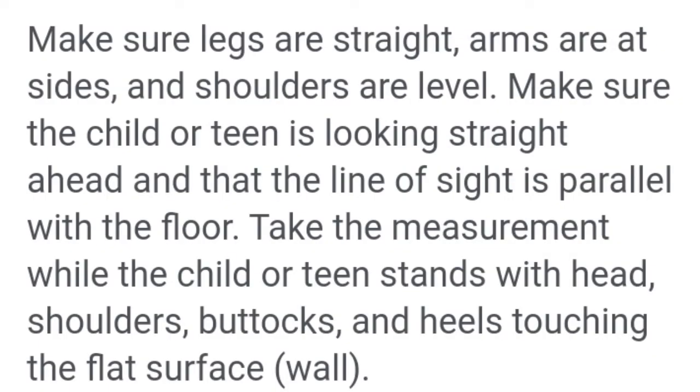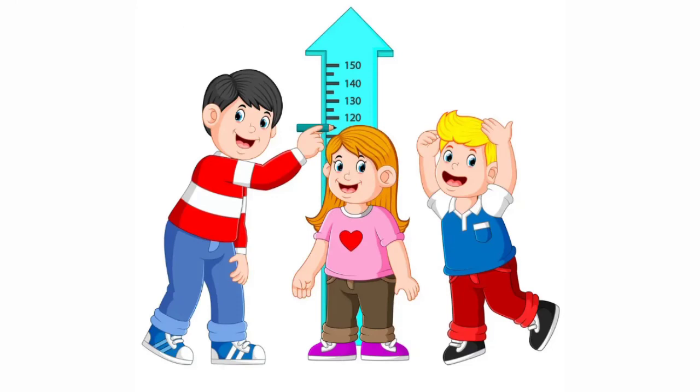Make sure legs are straight, arms at the side, and shoulders are at the level. Now, in taking the height of a child, we have to first remove the shoes. We have to remove any hairstyle if made, or cap or other things that are there. We have to remove that.